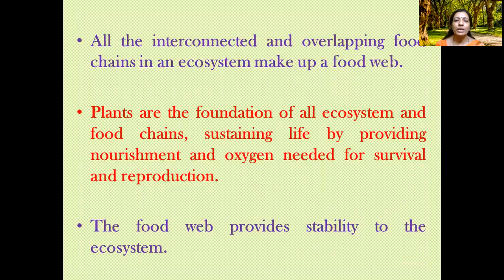Plants are the foundations for all the ecosystems and for all the food chains. It is the plants which sustain life. They do this by providing us food and nourishment, and also by providing us oxygen, which is most essential for the survival of all living organisms. The food web provides stability to the ecosystem. It helps in maintaining the balance in the ecosystem.